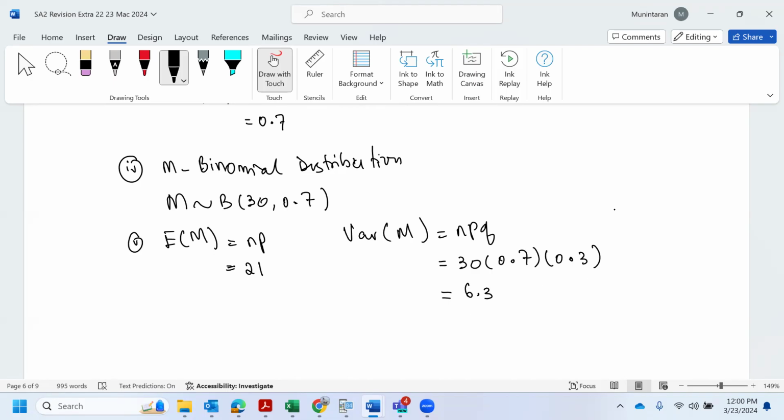So therefore, if you are asked for the standard deviation, that will be the square root of 6.3. That's whatever the value is. You can just press your calculator. 2.50510. Depending on what accuracy they want, you give accordingly. Okay, so that is done. Any questions?